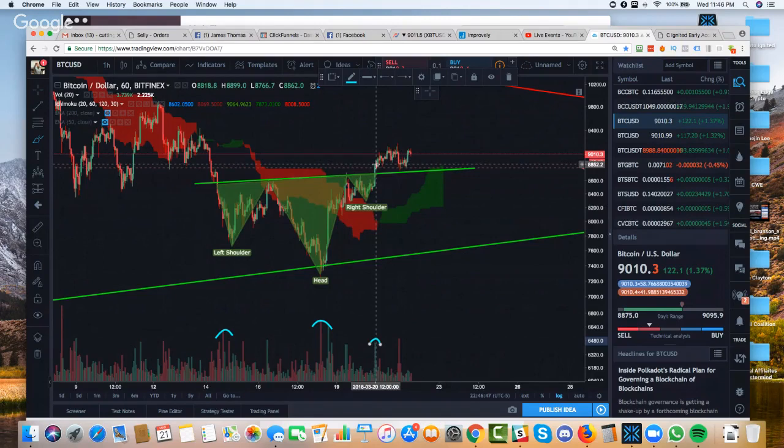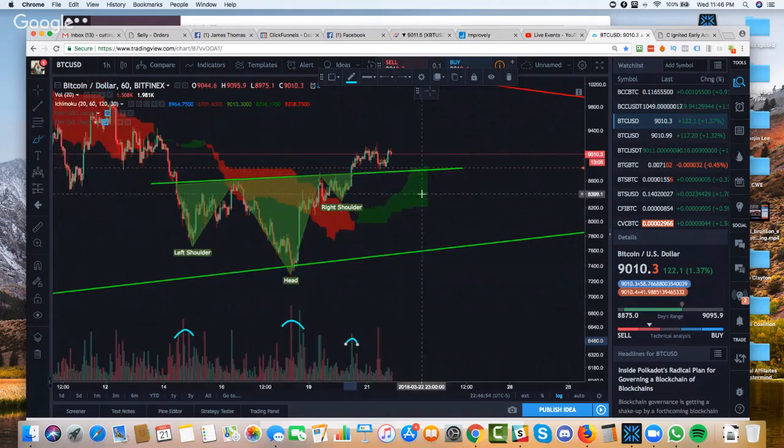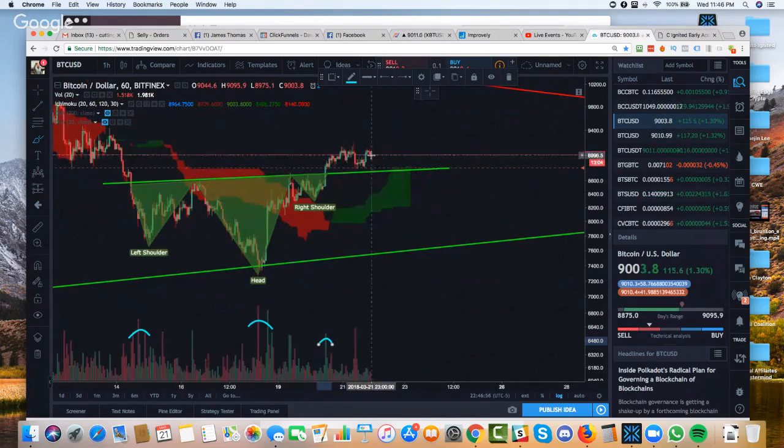And a lot of times with breakouts, what do you see? You see the price action go up and come back down and test the neckline. And that's really what we saw. So I'm really leaning towards, I don't want to see Bitcoin break underneath this neckline. If it does, I don't think that would be a good sign.